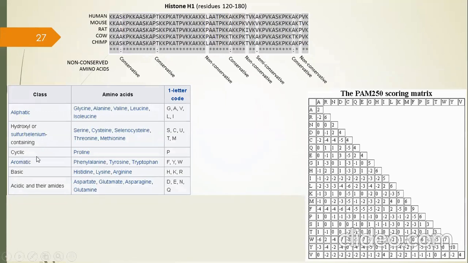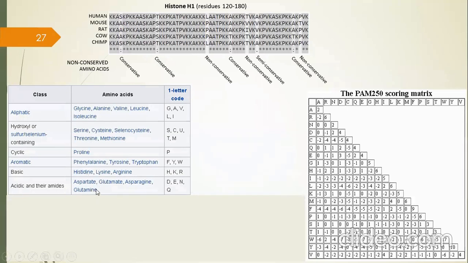And the other one is cyclic. So proline is cyclic, and the other ones are aromatic. So aromatic are phenylalanine, tyrosine, tryptophan. Some are basic, and they are histidine, lysine, arginine, and some are acidic. And acidic means aspartate, glutamate, asparagine, glutamine. So they are acidic, glutamic acid, aspartic acid, and so on. So these are different groups of amino acids.